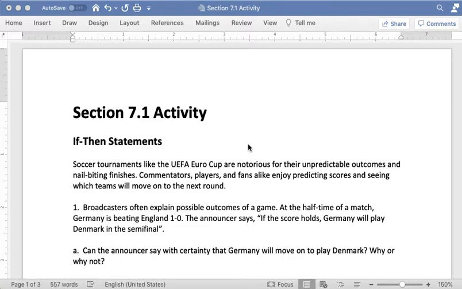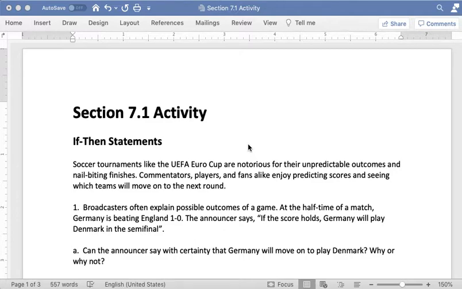In this video for the Section 7.1 activity, we're going to talk about if-then statements. Soccer tournaments, like the Euro Cup, are notorious for their unpredictable outcomes and nail-biting finishes. Commentators, players, and fans alike enjoy predicting scores and seeing which teams will move on to the next round.